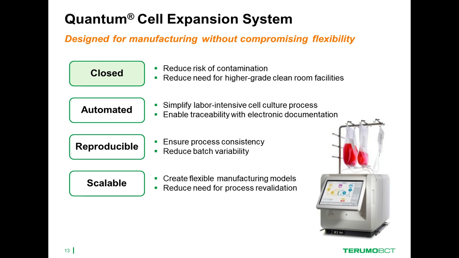By being a closed system with single-use disposables, it reduces the risk of contamination and therefore reduces the need for higher grade clean room facilities. Automation greatly simplifies the most error-prone and labor-intensive steps of the cell culture process. The electronic documentation feature also enables traceability. Increase reproducibility by removing operator-to-operator variation and therefore batch variability.